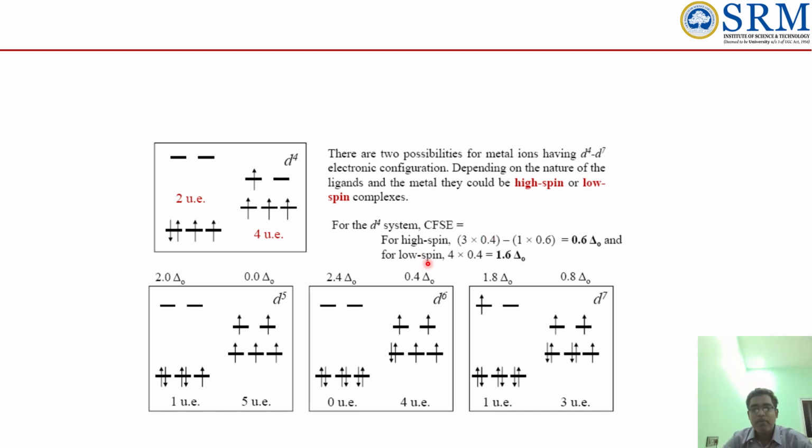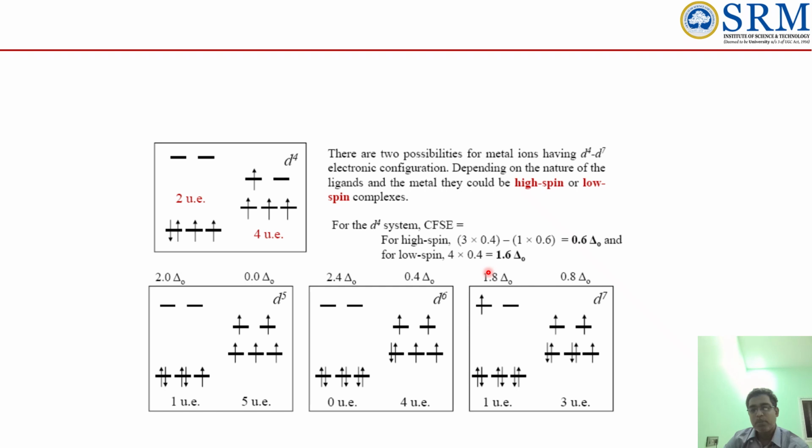Low spin complexes always come from stronger ligands. Because of the strong field ligand, the splitting is so high that the fourth electron will not prefer to go up to the dx²-y² or the dz² orbital. Rather, it will just tend to pair up. So here in this case we have a stabilization of 4 electrons in the t2g orbital.